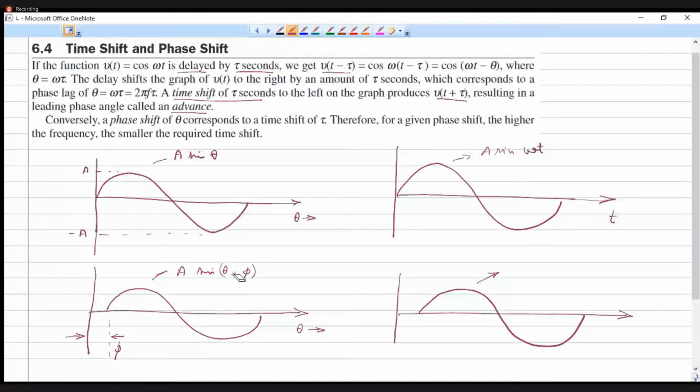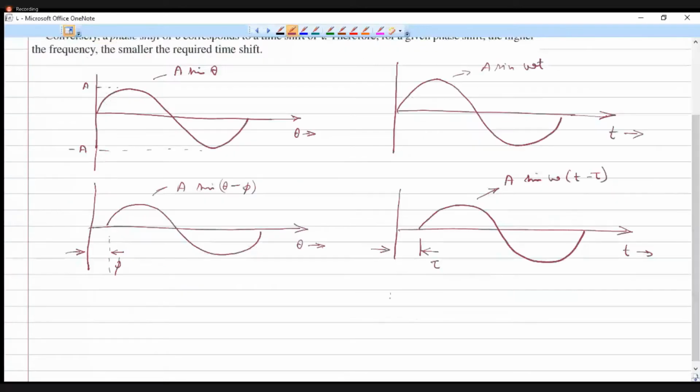Sorry, here it should be equal to theta minus phi. That is the delay. Shifting in the rightward manner is represented by f of theta minus phi. Similarly, for this, this is the time axis, and the original signal is now time delayed by some time tau. So this could be written as A sine omega of t minus tau. This is called the time delay function.